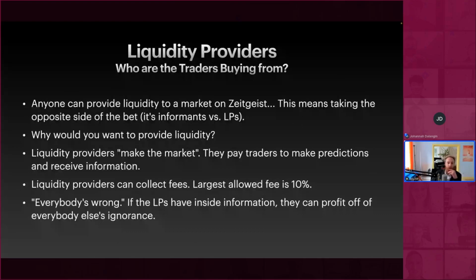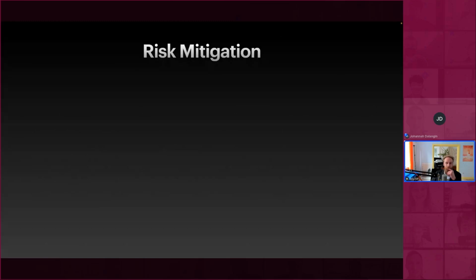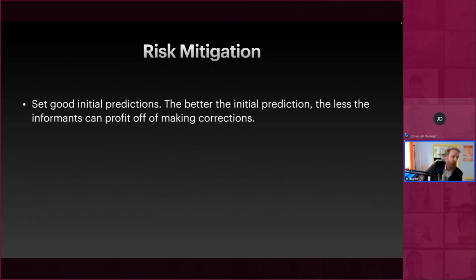Nevertheless, LPing is inherently risky, and so one of the things that I really want to get into here is point out some basic strategies to mitigate some of these risks. So first thing is you need good initial predictions. Markets don't start at a 50-50 prediction. They can, but they don't have to.